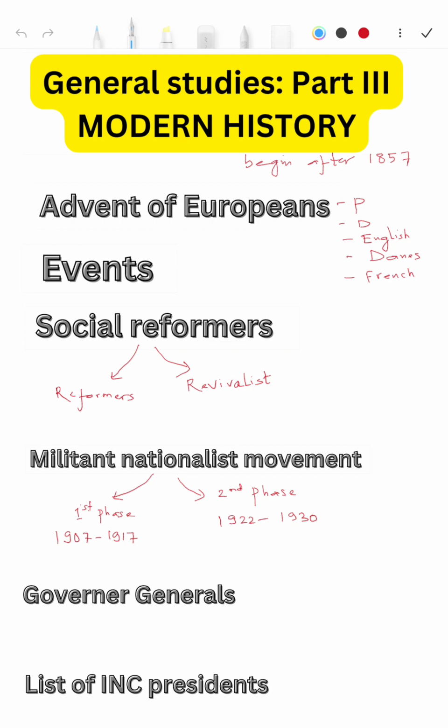If we see this topic, we have the first topic, the advent of Europeans. In the chronological order in which the European countries came to India, the first one is the Portuguese, the second is the Dutch, the third is the English, the fourth is the Danes, and the fifth is the French. One also has to keep in mind their factories, and the first factory established in a particular area of India. And in the second, we have the events.